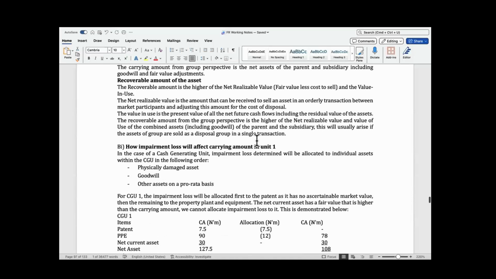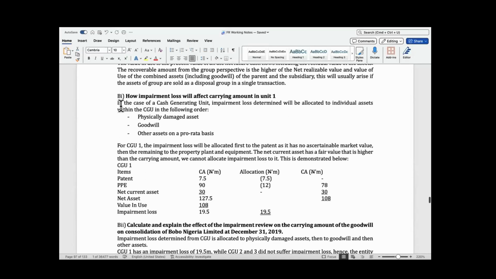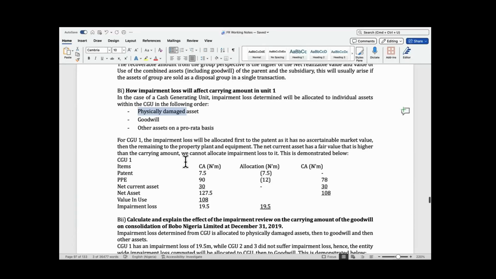This is how I explained it. I said, in the case of a CGU, impairment loss determined will be allocated to individual assets within the CGU in the following order: fiscally damaged assets, goodwill, and other assets on a pro rata basis. For CGU1, the impairment loss will be allocated first to patent as it has no ascertainable market value, then the remaining to PP. The net current asset has a fair value that is higher than its carrying amount, so we cannot allocate impairment loss to it. This is demonstrated below.